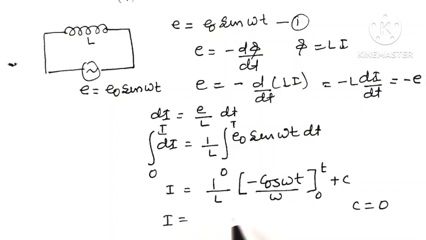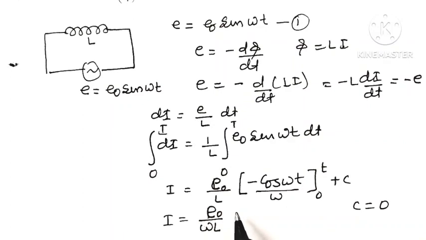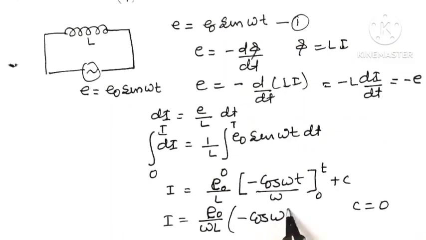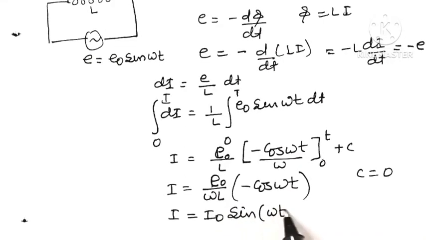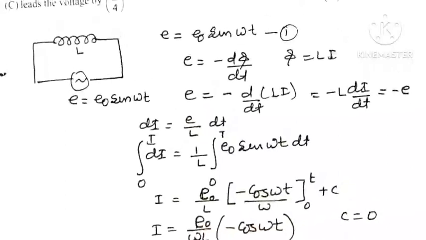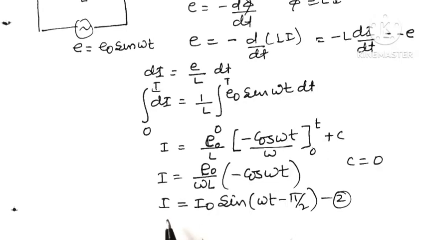So I is equal to, taking omega outside, 1 upon omega L, and E0 is also constant, so it is taken outside the integration. So E0 upon omega L times minus cos of omega t. E0 by omega L is I0, the peak value of current, and minus cos omega t can be written as sine of omega t minus pi by 2. So with an alternating EMF E equal to E0 sine omega t applied across an inductor, the current set up in the inductor is I equal to I0 sine of omega t minus pi by 2.